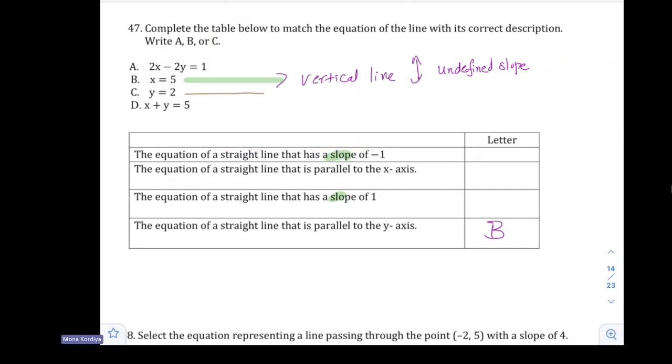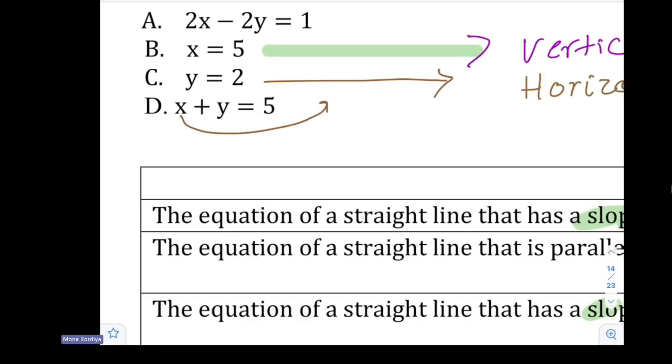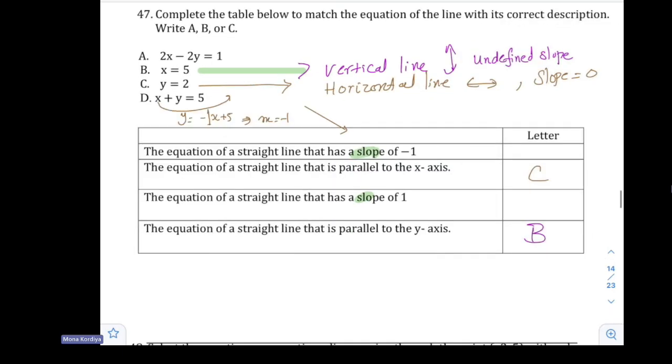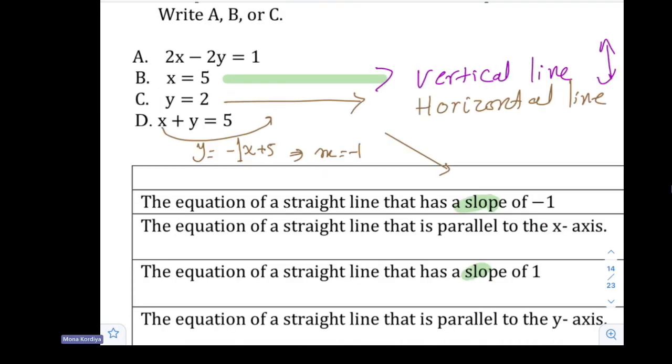On the other hand, y equals 2 is a horizontal line. It looks like that. Here the slope is 0, and it will be parallel to the x-axis. So this is C. For the other ones, we need to solve for y. If you solve for y here, y is negative x plus 5. Negative x means negative 1x, and in this case, the slope is negative 1. The negative slope will be going down like that. So this is D. And finally, this will be A.